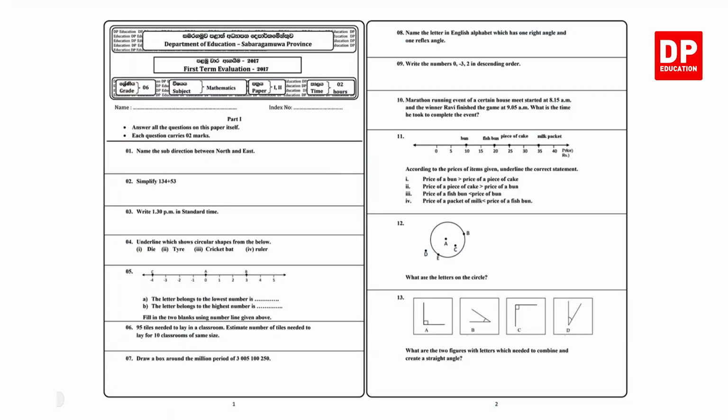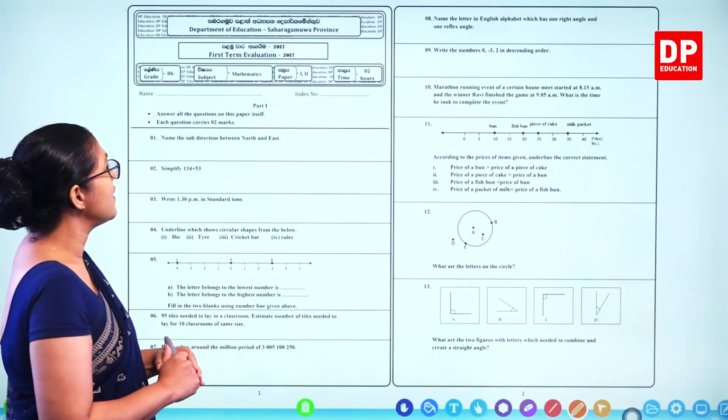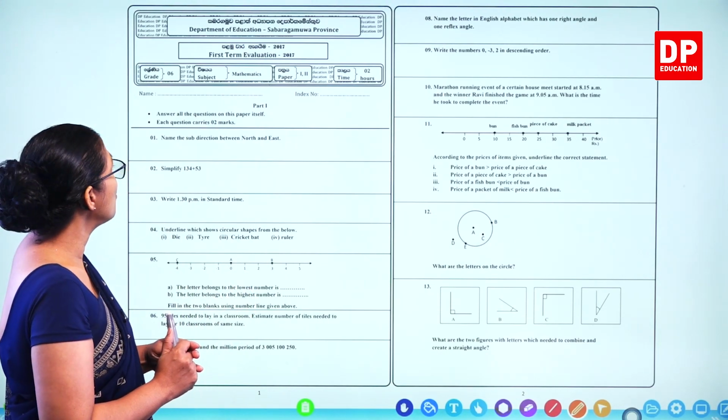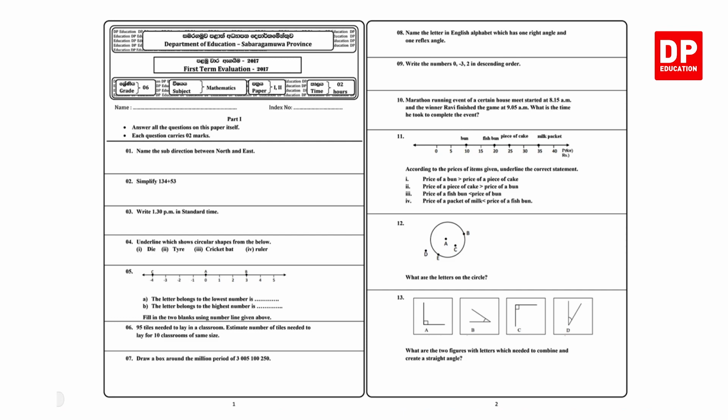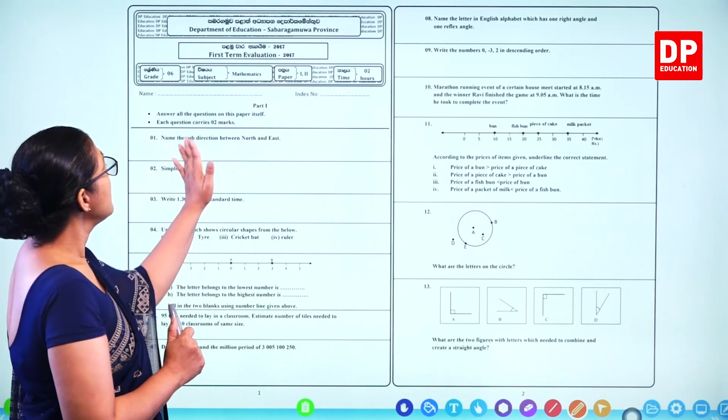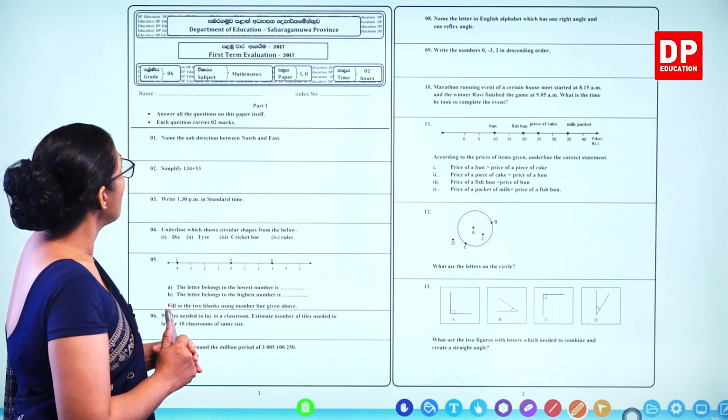That's first term evaluation 2017, Department of Education, Sabaragamuwa province. So you get 2 hours for this paper. 2 parts are there, part 1 and part 2. Part 1, each question carries 2 marks and you get 20 short questions. So you can give the answers in the spaces provided.